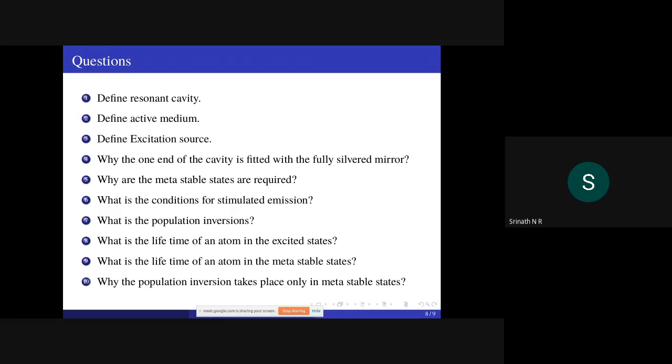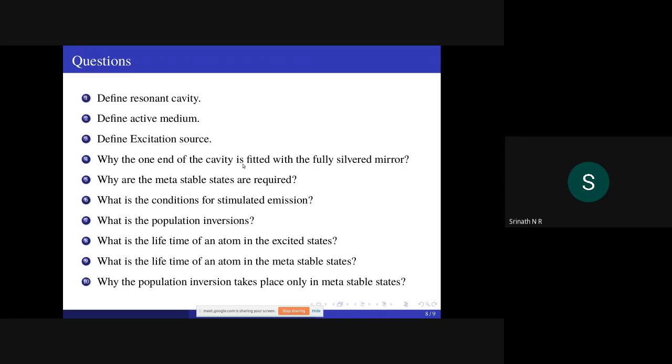Define resonant cavity. As I mentioned earlier, it is a compartment used to place the active media. Second, define active medium. It is a medium composed of atoms or molecules where the laser action takes place. Define excitation source. It is an external agency or outside energy which is used to lift the atoms from lower energy to higher energy level in order to achieve population inversion.